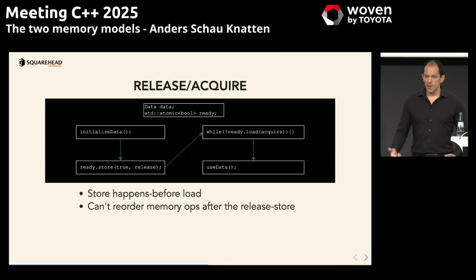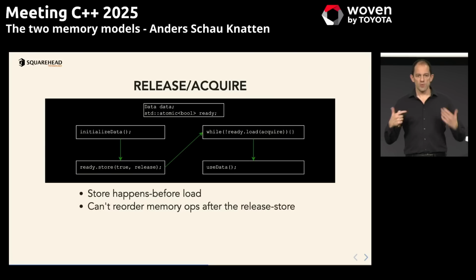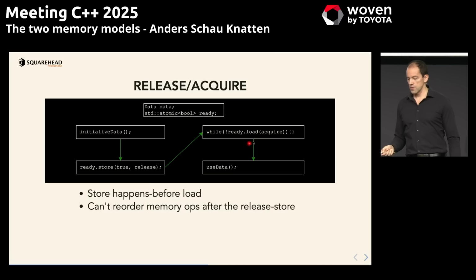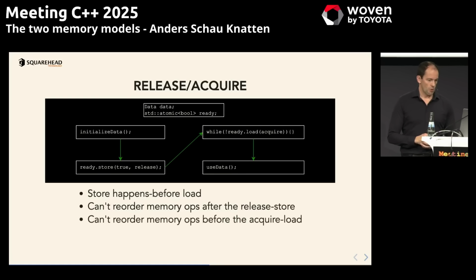And the names release and acquire, the way to remember them is to think about mutexes. So if this was done with mutexes, this is where you would release the mutex when you're done writing, and this is where you would acquire the mutex. This isn't a mutex, but the names kind of go in the same place, so it's how you remember what these names mean.